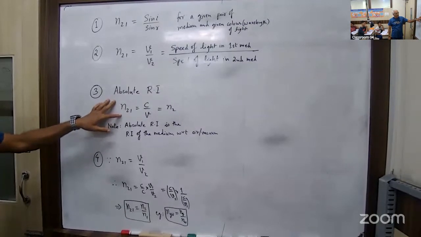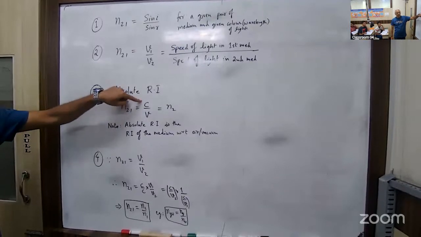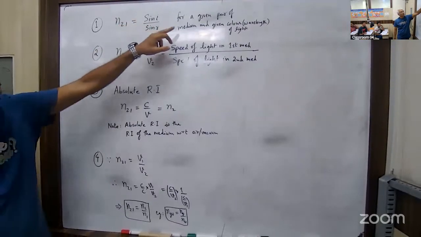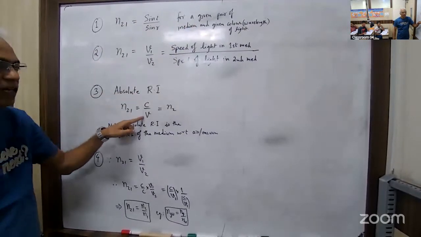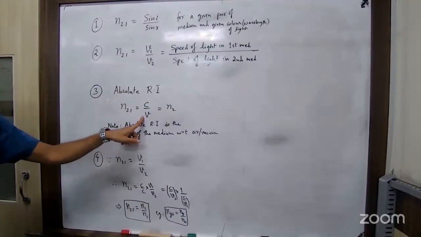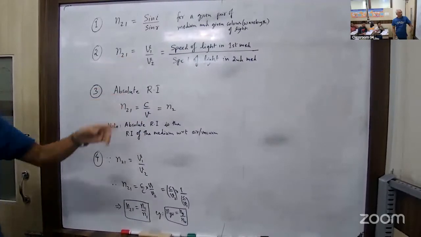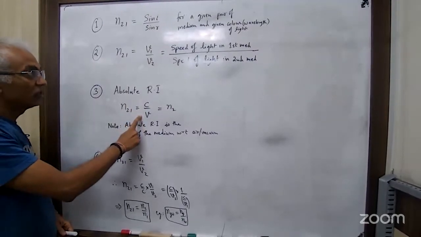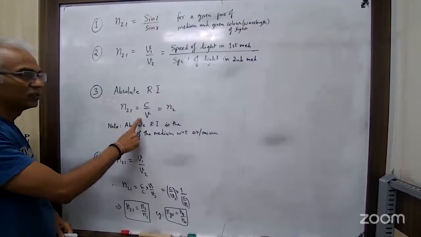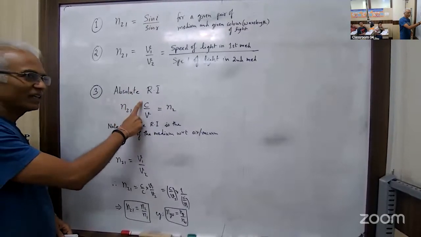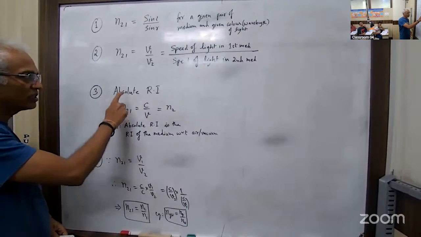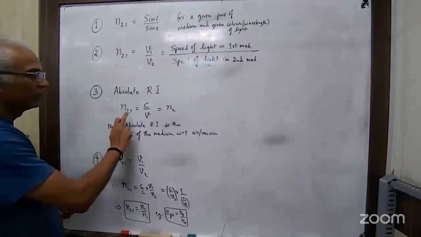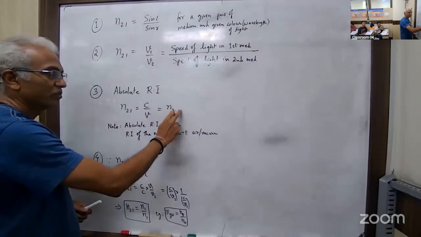Absolute refractive index is the ratio of speed of light in air versus speed of light in the medium. That means what is the pair of media here? The pair of media is air and the second medium. Now V1, for this case, becomes C and the velocity V2 in the medium we have taken as V. So whenever the first medium is air, we call the refractive index the absolute refractive index for the second medium.